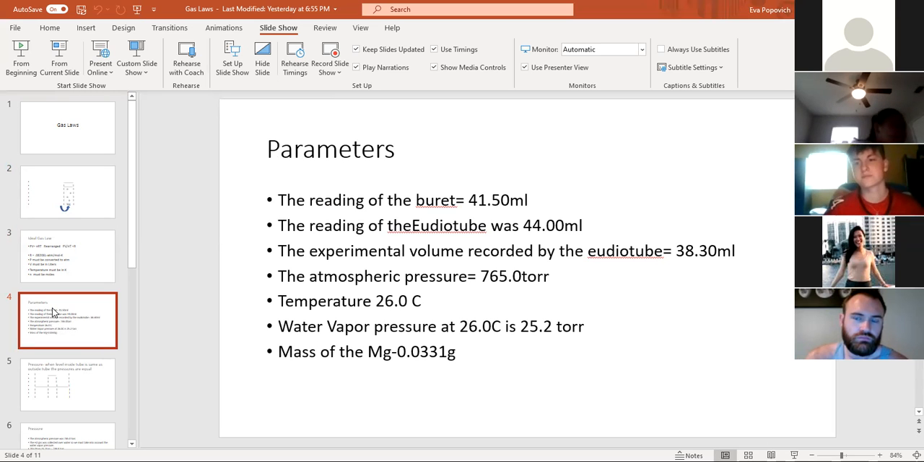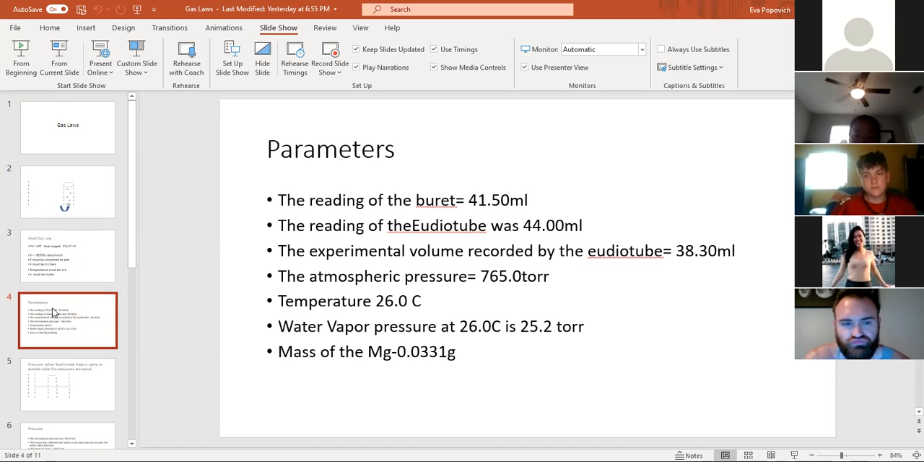So the first thing we're going to do is calibrate our Eudiometer, because even though it's marked, the markings on the Eudiometer tube are not really accurate. So what we're going to do is fill a burette with a certain volume. When I did it, I filled it up to 41.50 milliliters. That result is accurate.